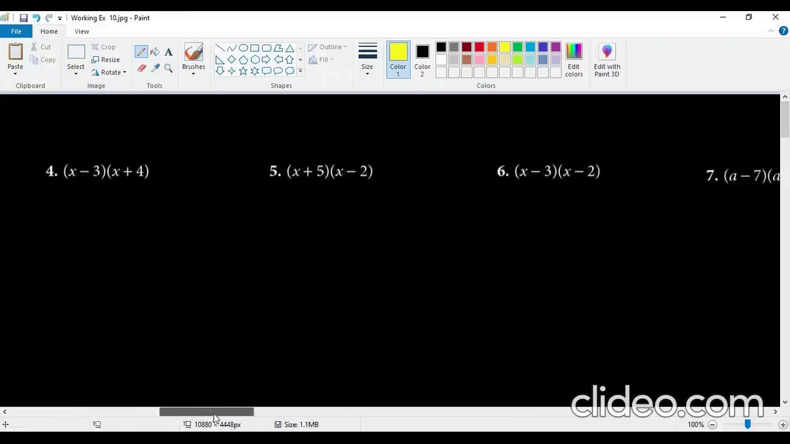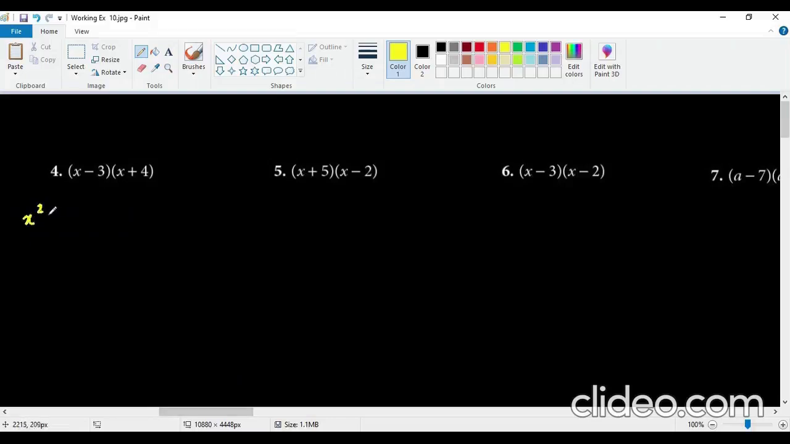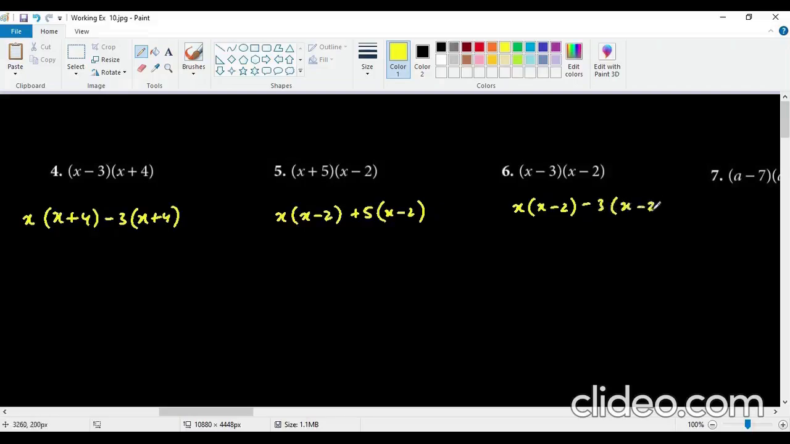Same thing I'm applying here. So first one is going to give you x square, and I will write x plus 4, and then again negative 3 is going to be multiplied by x plus 4. Second one, I will write x first and x minus 2 and then plus 5 x minus 2 once again. For the third one, sixth question, it is x minus 2 and again negative 3 and x minus 2. So I'm doing the same thing again and again so that you can understand better, because this method and this concept is going to be used in the later exercises.